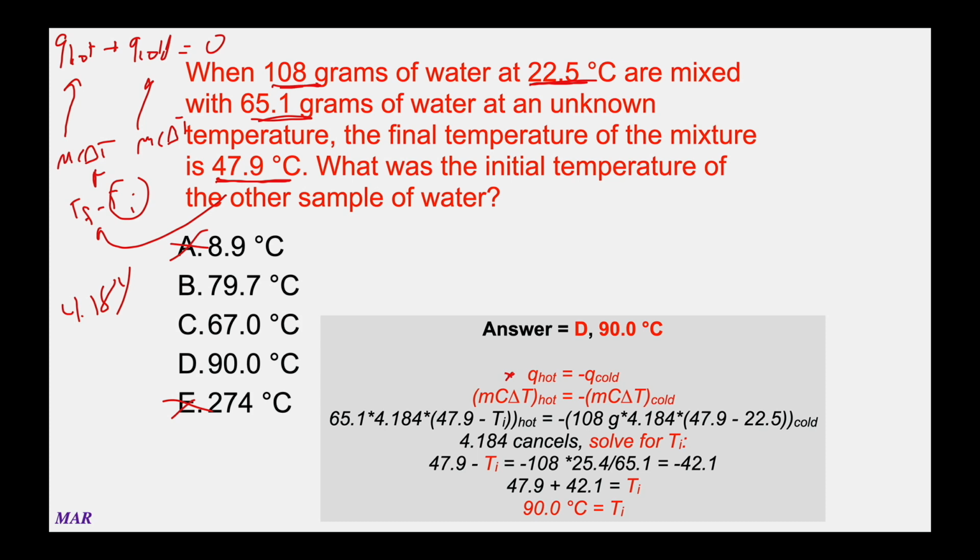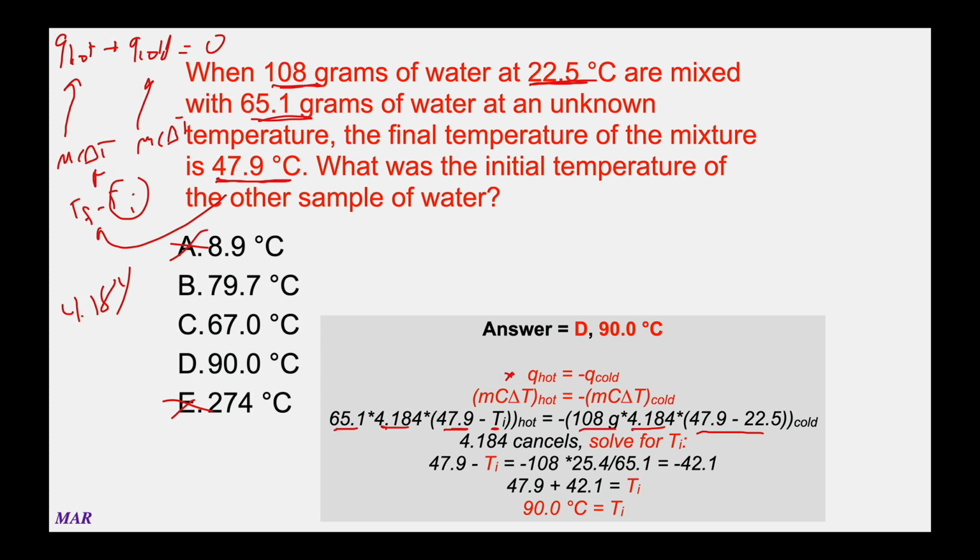So you can see here for the hot side, here's the mass of the hot water, heat capacity, delta T, final minus initial. And it's that Ti that we want to solve for, by the way. And that equals negative Q cold, negative mass of the cold, heat capacity of the cold, and delta T 47.9 minus 22.5. Now, 4.184 actually cancels in this one. So if you didn't know 4.184, oh, you're lucky. No, seriously, we're going to use 4.184 a lot, so make sure you know it, but really you don't have to use it here, okay?